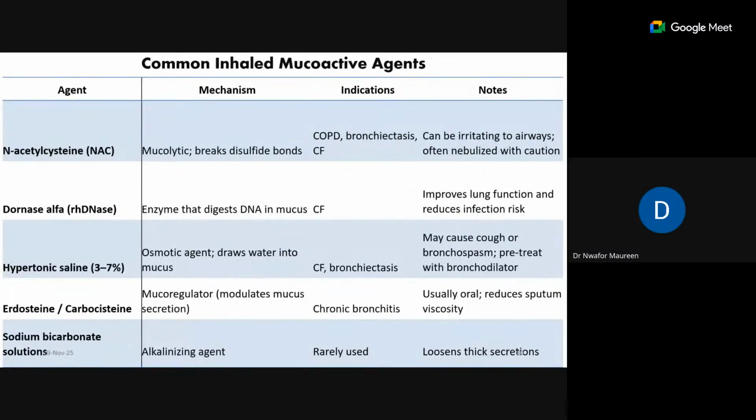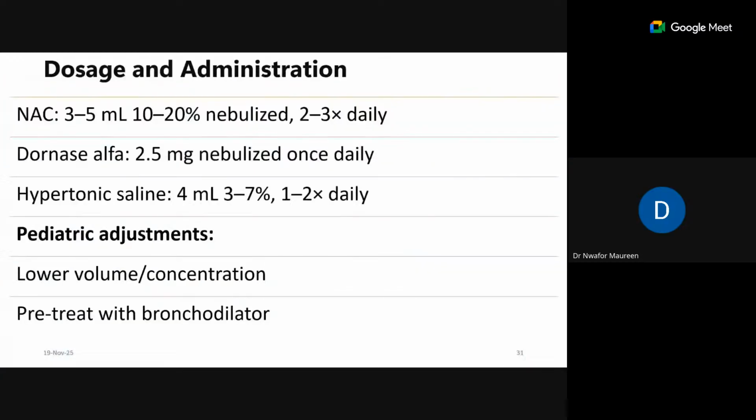Okay, let's get into hypertonic saline, maybe 3% to 7% normal saline. The osmotic agent, it draws water into the mucus. You can use them to manage cystic fibrosis, bronchiolitis. In the notes, may cause cough or bronchospasm. Therefore, you must pre-treat with bronchodilators. So don't just go straight to use hypertonic saline. You must pre-treat with bronchodilator, which may be a beta-2 agonist or anticholinergic agent first, before you can now use this mucoactive agent, especially this hypertonic saline, as the case may be.